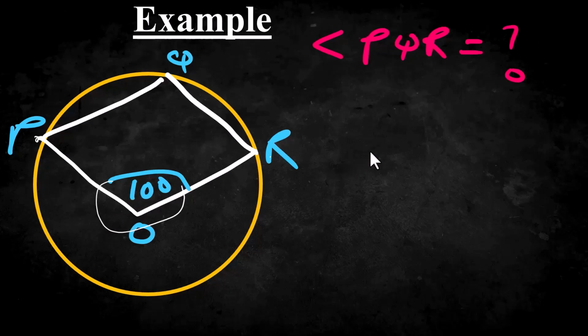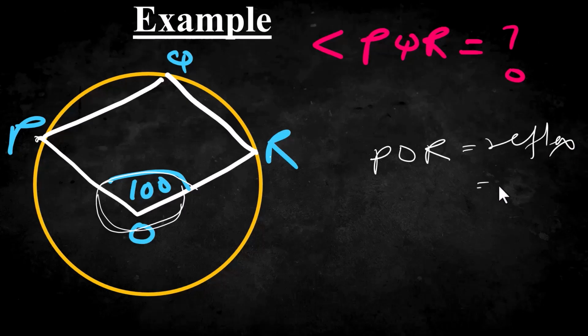Now we have POR, so we have the angle at the back here and the angle in front here. So one is reflex and one is obtuse. Obtuse is less than 180 but more than 90. Reflex is less than 360 but more than 180. So guess which side will be the reflex and which side will be the obtuse. So the 100 will be the obtuse part.